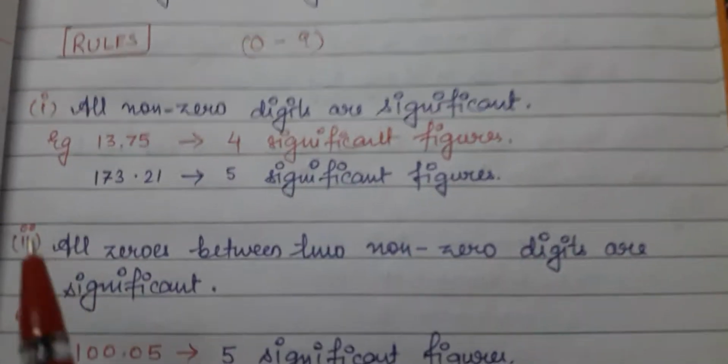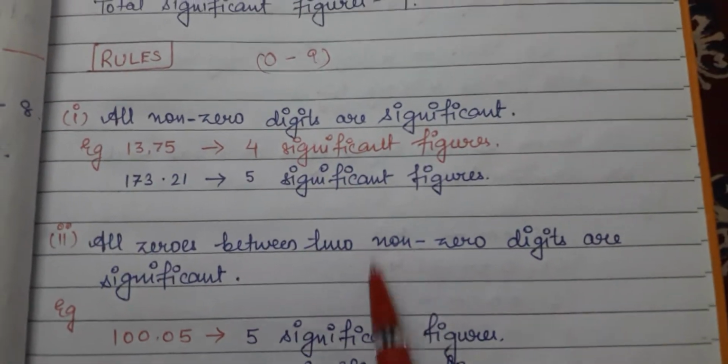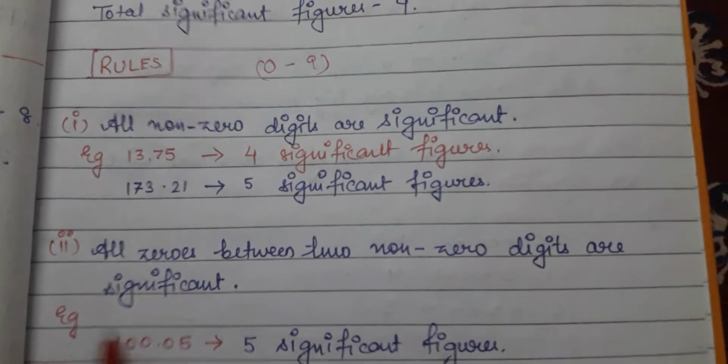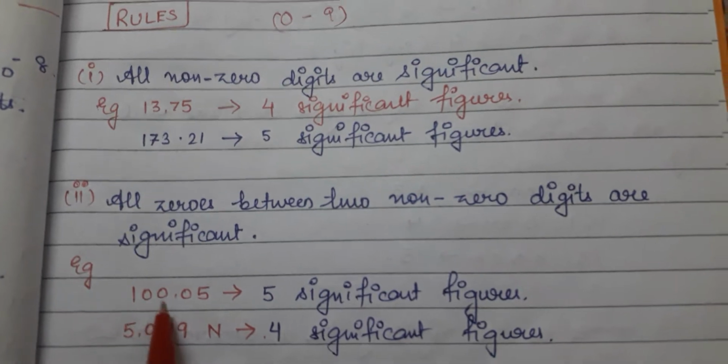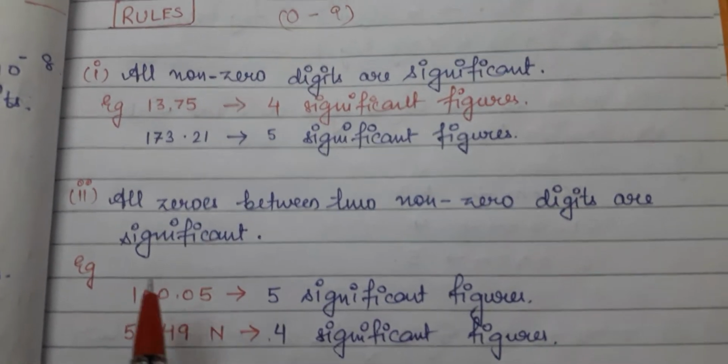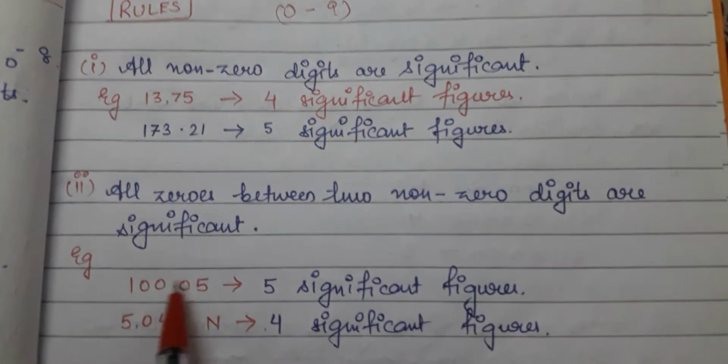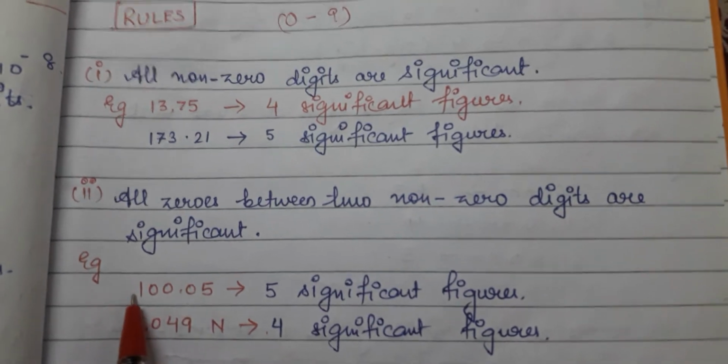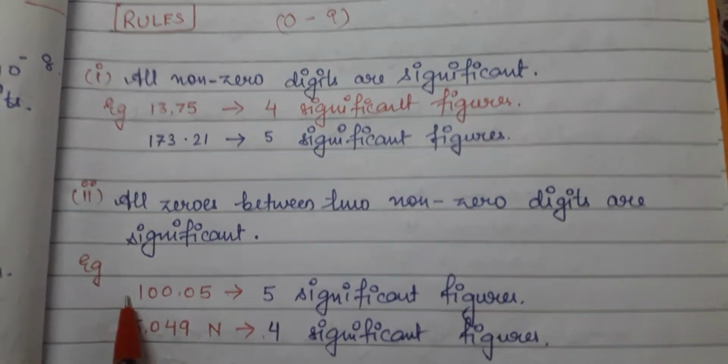Next rule, all zeros between two non-zero digits are significant. Means suppose I take the example of 100.05. Okay, so here I can see 3 zeros, but all these zeros lie between the two non-zero digits 1 and 5.